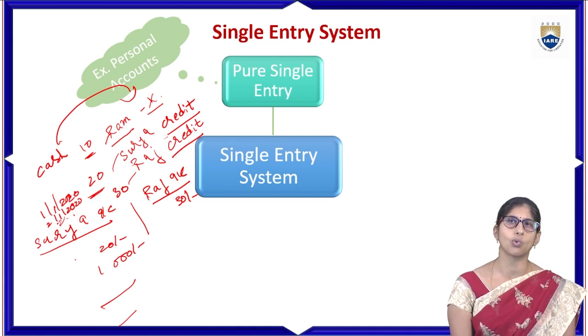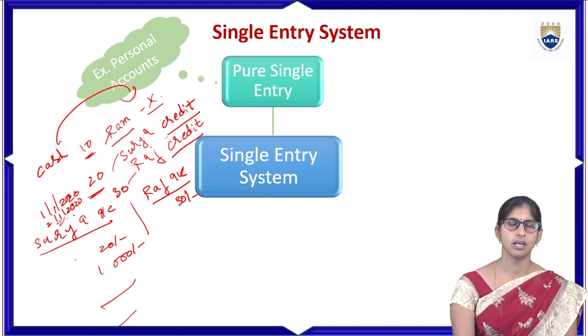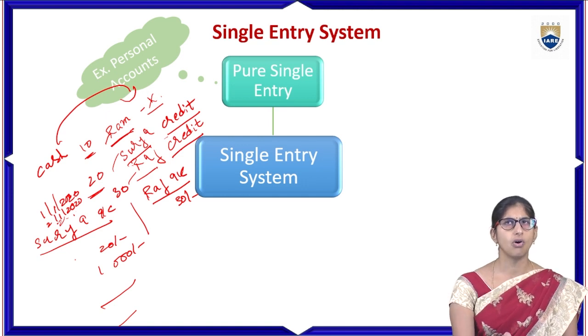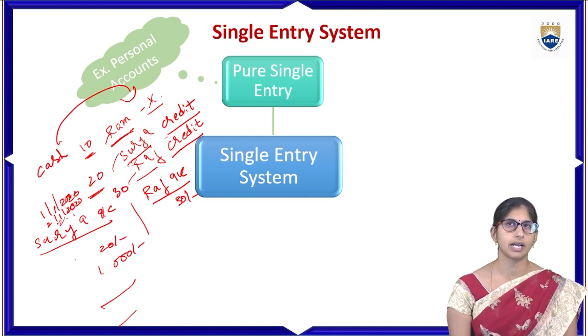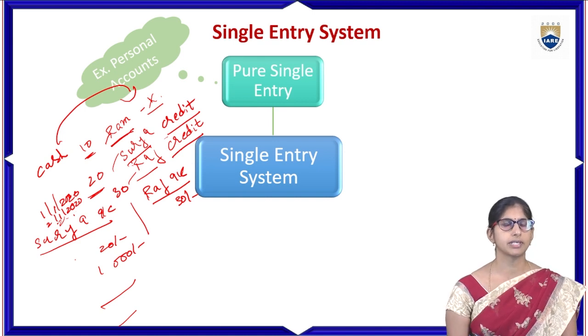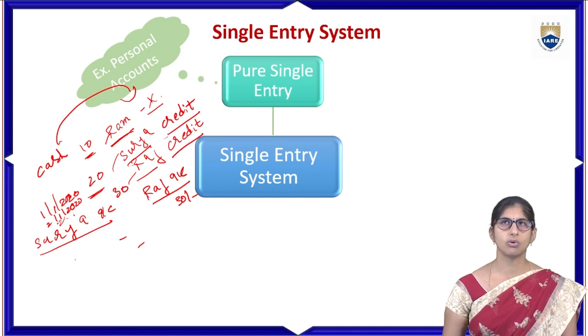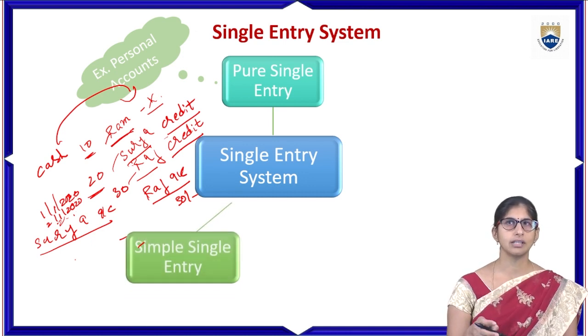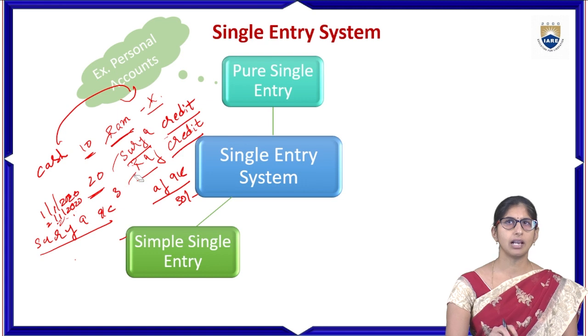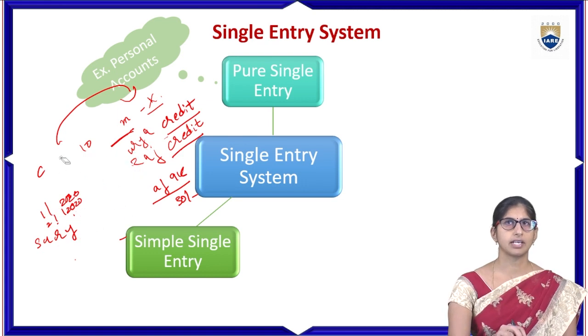So coming to the first type of single entry system, that is pure single entry system, where we are dealing with only persons. So that is Ram account, Surya account, Raj account. These are all people, right? So all these are personal account items. So in pure single entry system, only a person's name is going to be considered. And now moving on with the next one, that is simple single entry.